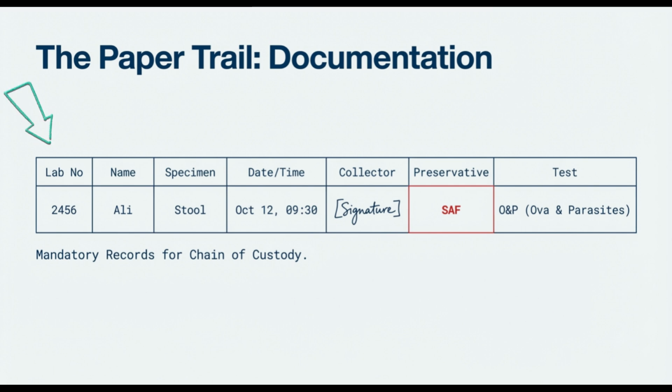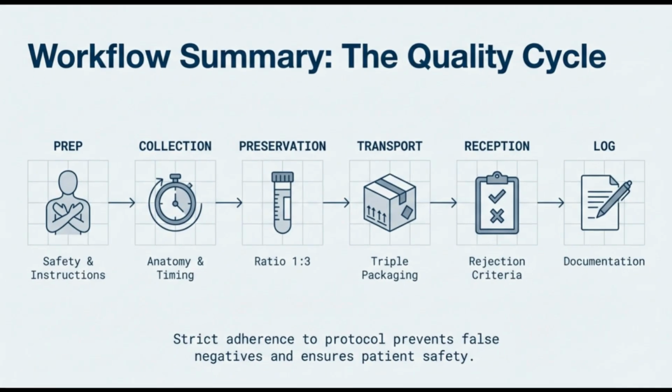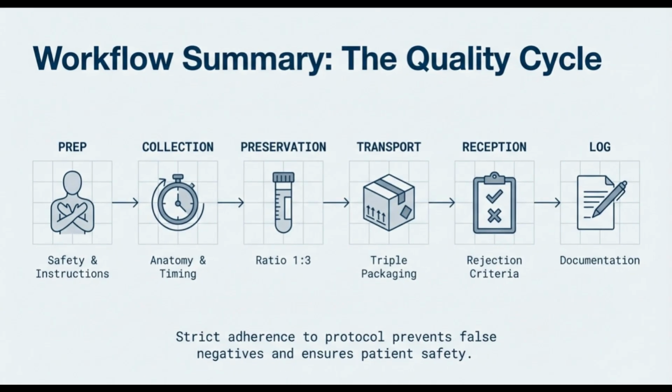This sample log shows the mandatory records we have to keep. We've got the unique lab number, the patient's name, the specimen type, in this case stool, the exact date and time of collection, the collector's signature or initials, the preservative used, like SAF, and finally, the specific test ordered, like an O&P for ova and parasites. Every single one of these fields has to be filled out accurately to ensure we can trace that sample from start to finish.